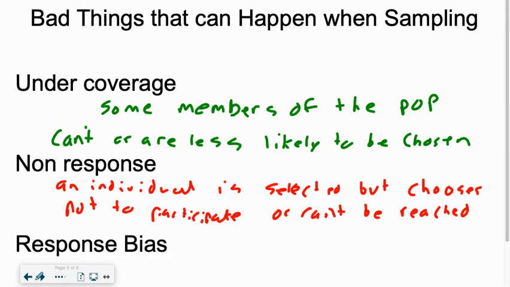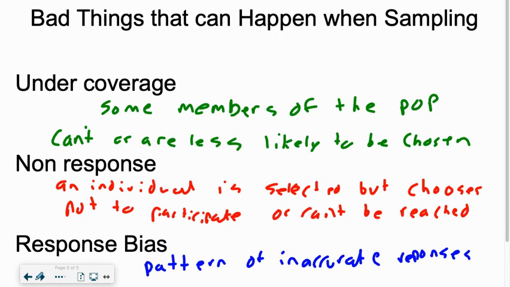And then response bias is a pattern of inaccurate responses. This could be from the way someone words the question, the interviewers influencing something, people lying, all could be different forms of response bias. So one example of this is if I asked you if you did your homework, some of you might lie to me because you don't want to disappoint me by telling me you didn't do your homework. So that would be response bias.